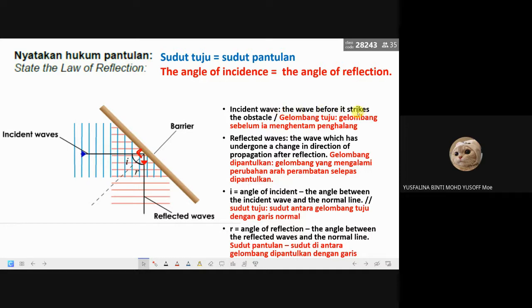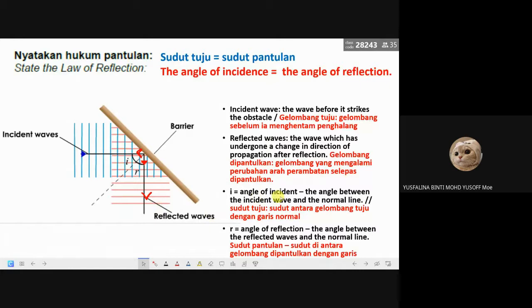What is the incident wave? The wave before it strikes the obstacle. What is the reflected wave? The wave which has undergone a change in direction of propagation after being reflected. You can see there is a change of direction of propagation. At first the wave moved to the right, and then after being reflected, it moved downward. So there is a change of direction of propagation for reflection of a wave.